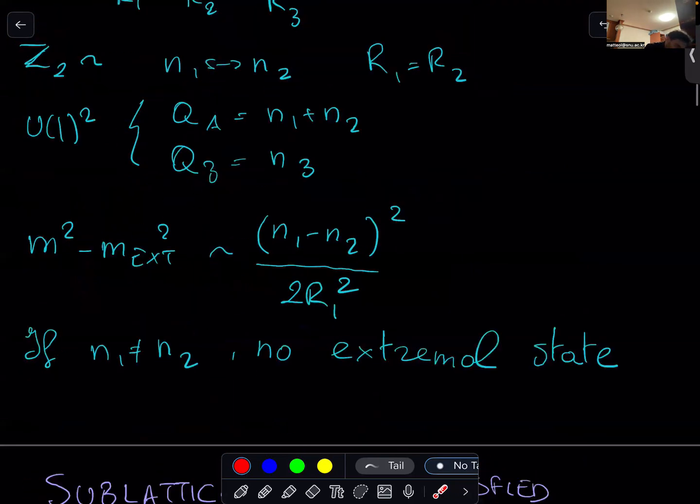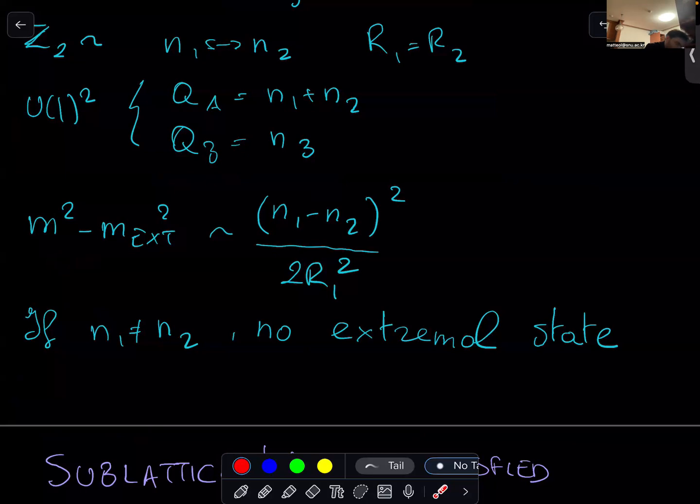So in this case, you can calculate what shows that the lattice WGC is violated: this combination here, right? The mass of the charge states minus the extremal mass of a black hole. It's a function of this expression. And it turns out that whenever N1 and N2 are different, this is positive. So this means that the would-be super extremal particles are more massive than the extremal black hole. And so that means that actually they are sub-extremal. So the case N1 different from N2 violates the WGC.